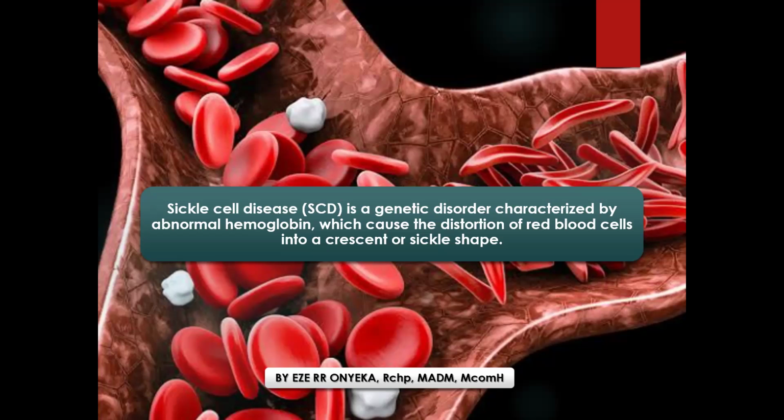For instance, in sickle cell disease, there is a specific distortion where one amino acid, you know that amino acid is the building block of protein, is replaced with another in the beta chain of the hemoglobin. That replacement causes the problem in the gene. That is why sickle cell disease is a genetic-related issue. It happens at the genetic level.